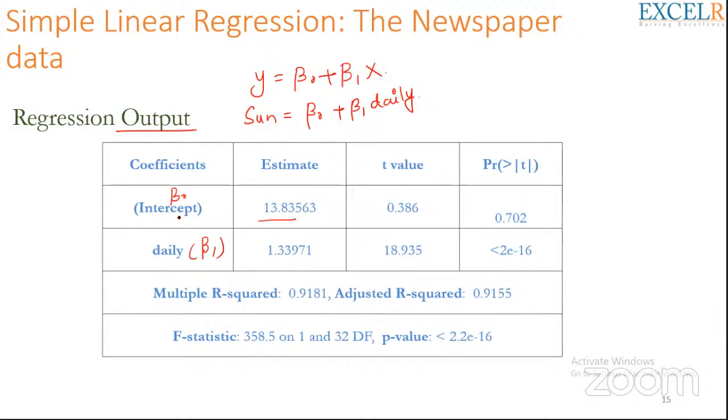Now beta naught is nothing but the intercept, so that is a value of 13.83, and you see here the coefficient of daily. What is the coefficient of daily? The coefficient of daily is nothing but beta 1. So the coefficient of daily is 1.33, and there is something called the t value and something called the p value. What are these values?